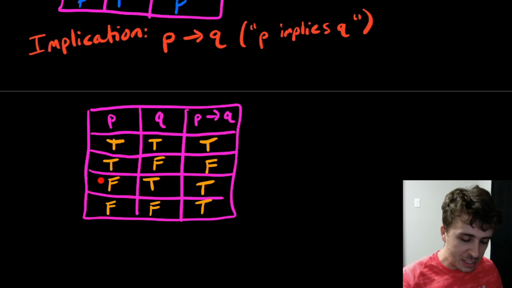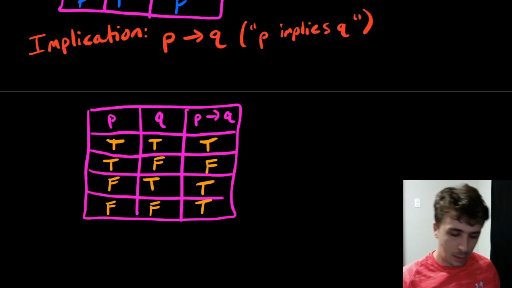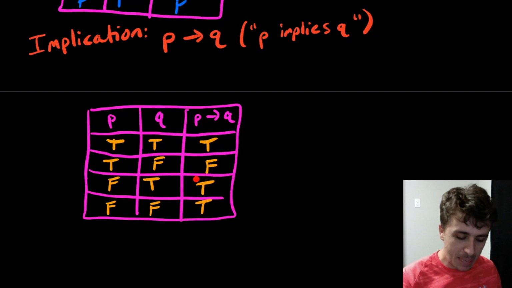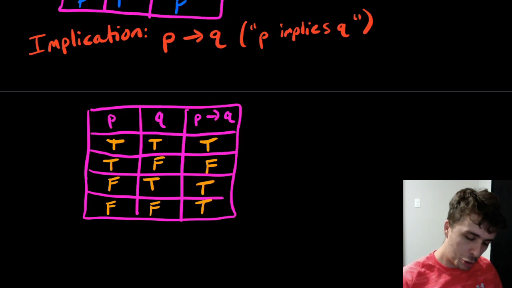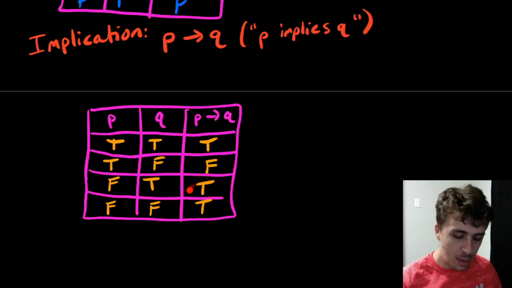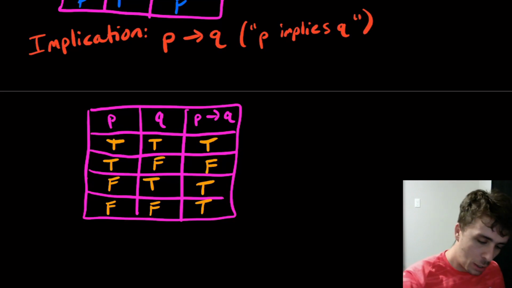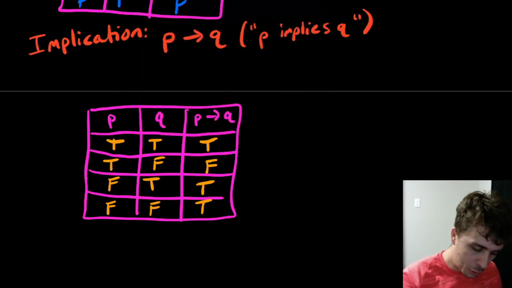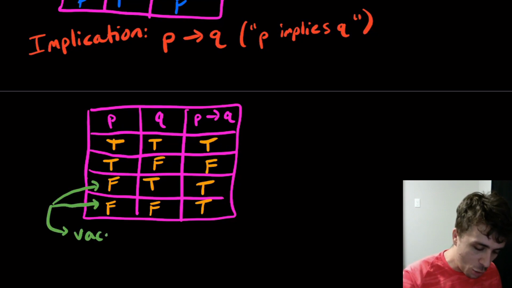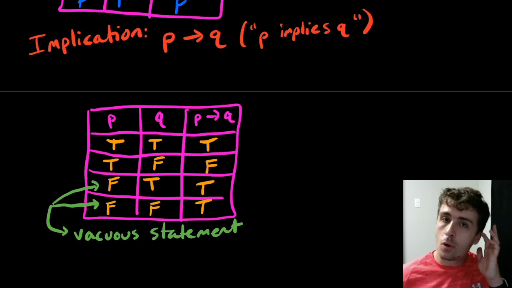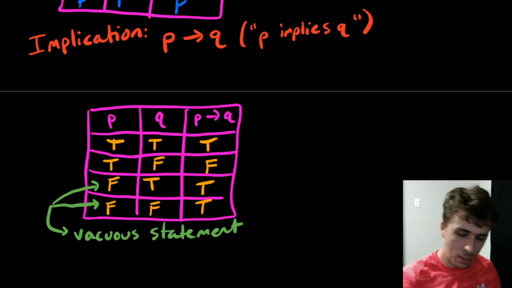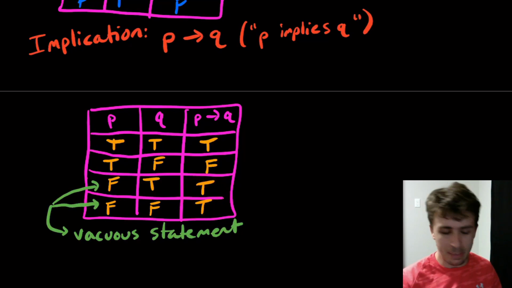So then what about these down here? What if P is false? We see that P implies Q is automatically true, regardless of the value of Q. So why does this occur? In these two cases right here, we have something called a vacuous statement. For a bunch of reasons we may get into at some point, it's a good idea to set the result of a vacuous statement to be true.